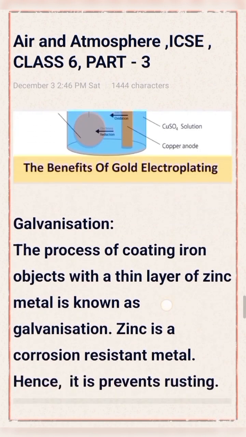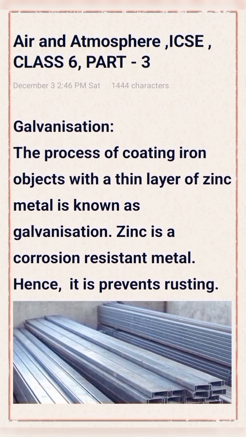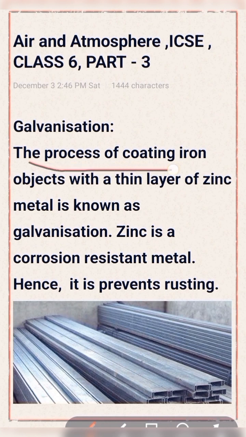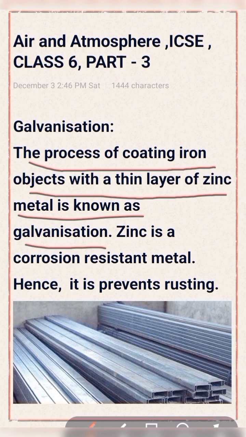Next part, galvanization. The process of coating iron objects with a thin layer of zinc metal is known as galvanization. Zinc is a corrosion resistant metal, hence it prevents rusting. Please show the related picture.